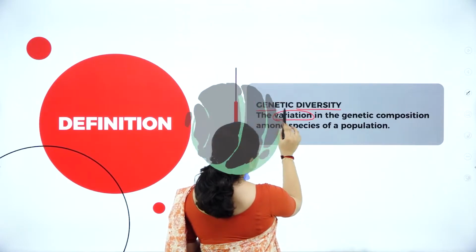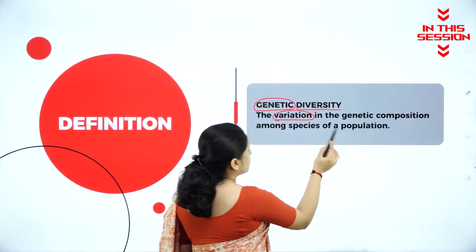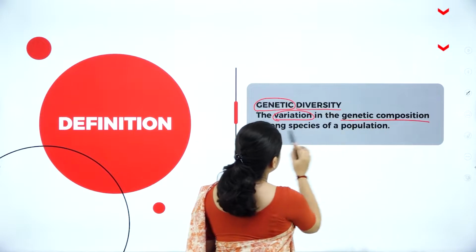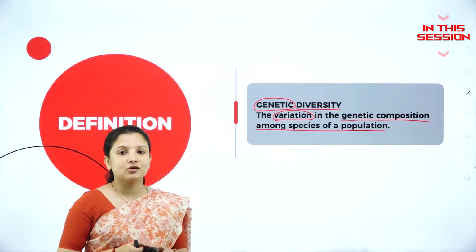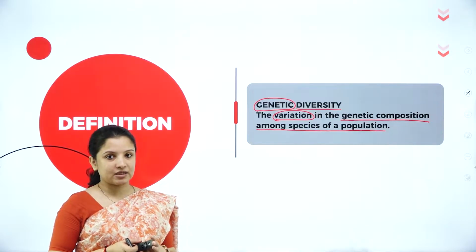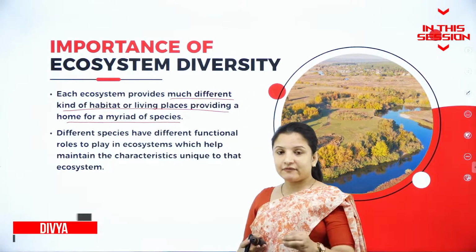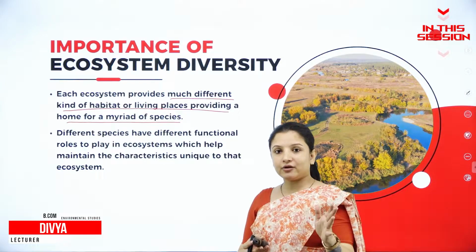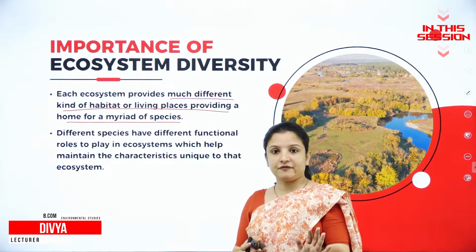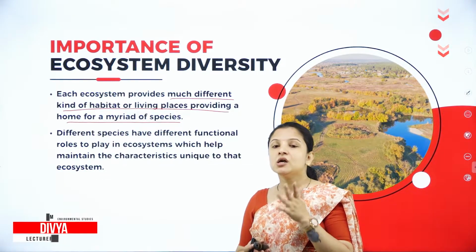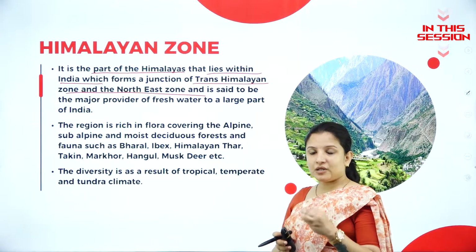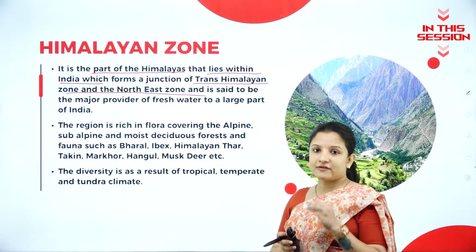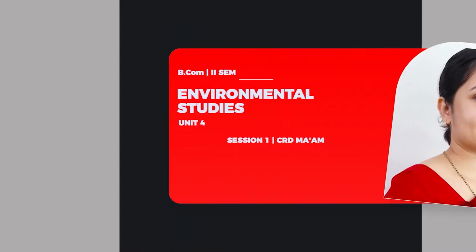So genetic means something related to the gene. So the variation in the genetic composition among species of a particular population is called genetic diversity. The type of species living on a terrestrial ecosystem is completely different when compared to that of the aquatic ecosystem. That is, the Himalayan zone is said to be the provider for all the rivers that are flowing in a country.